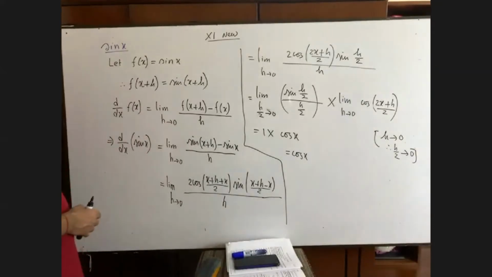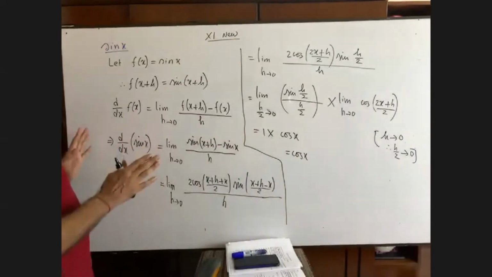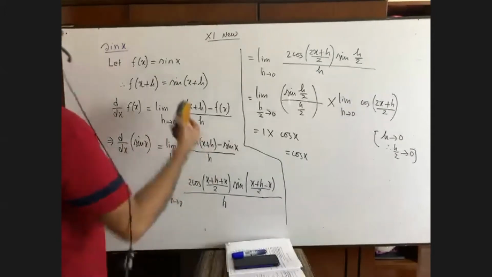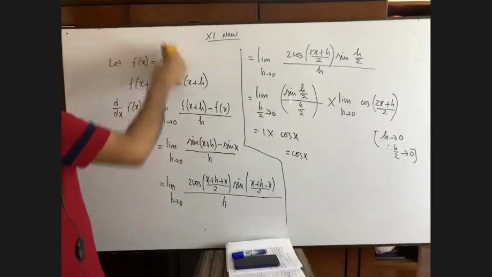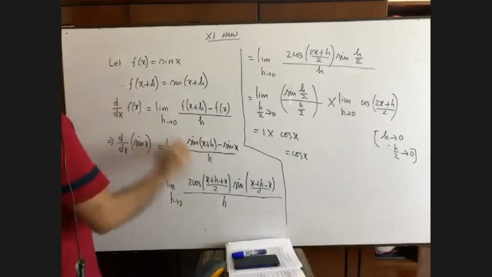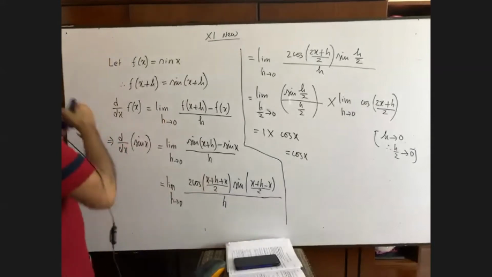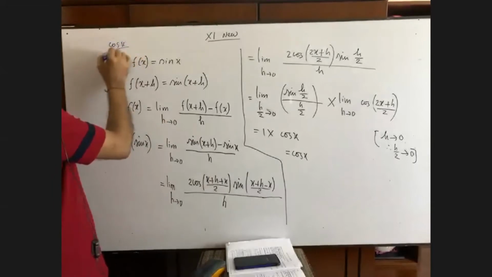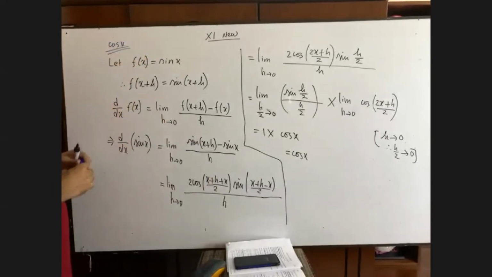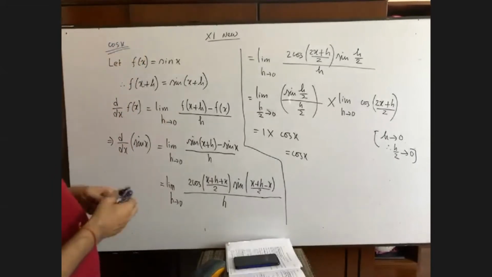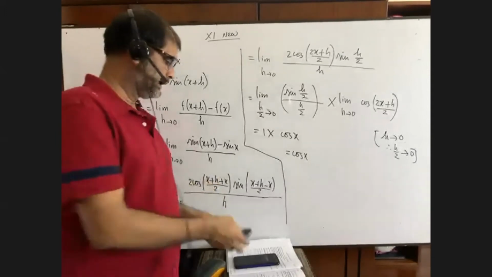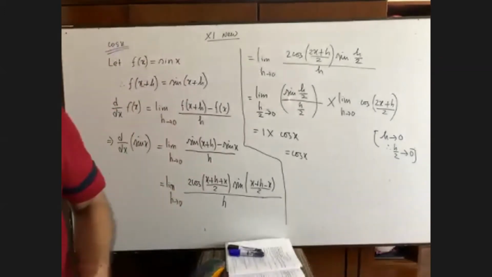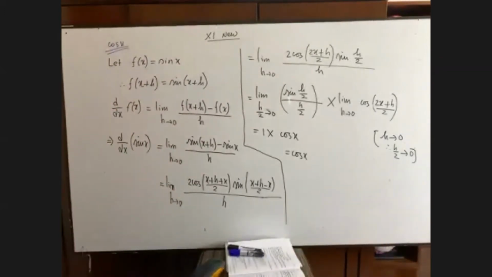No, nothing. Everything is okay. Now you see another math. Another math for cosine x. Write down. All of you are required to write down. Now do a math of cosine x.